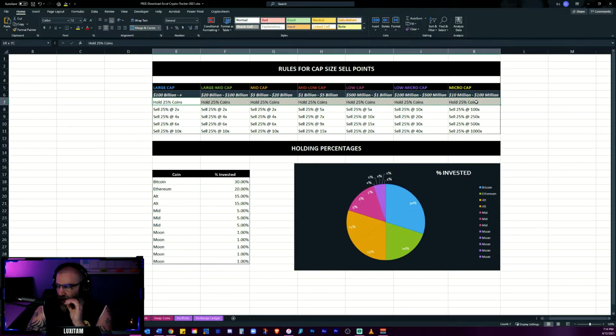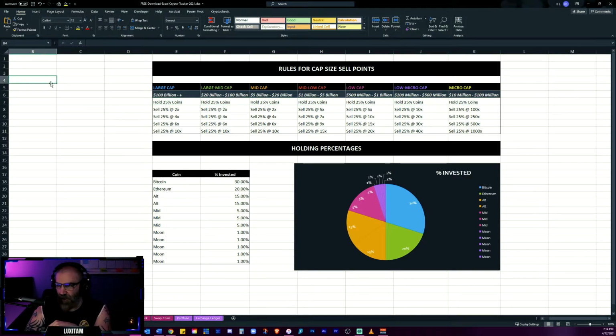No matter what coin I buy, I hold 25% off in cold storage, and then I take 25% of whatever I have left, and when the price that I bought it at hits 2x, 4x, 6x, 10x, whatever the parameter is that I have set based on the capitalization of that particular coin, that determines how I sell out of it.